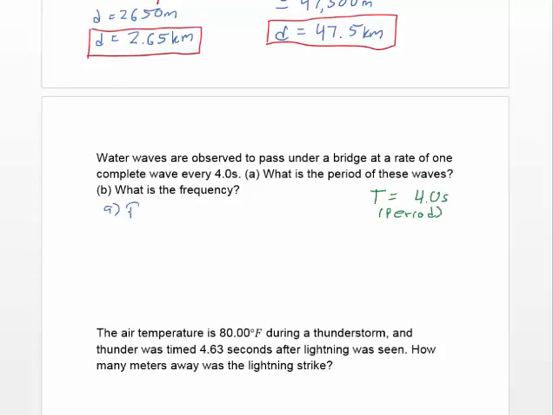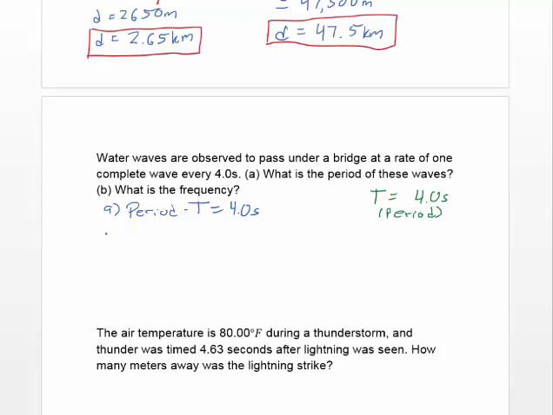So A, the period, which we give by T, is 4.0 seconds. That is the definition of a period: the period of a wave is how long it takes for each complete wave to pass a certain point.